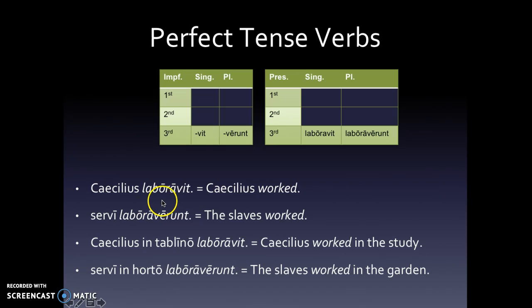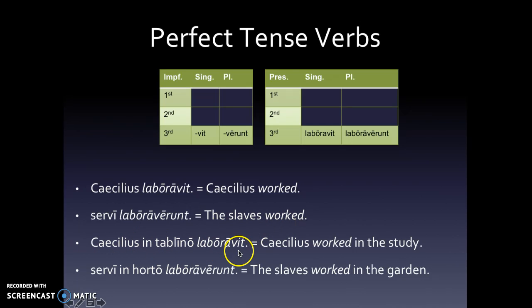For example, Caecilius laboravit. We know we have a singular subject, singular verb. This right here tells us that we're looking at the perfect tense. Caecilius worked. Servi laboraverunt. This right here tells us we have a plural subject. This right here tells us we have a plural verb. This tells us that that verb is perfect tense. So the slaves worked.